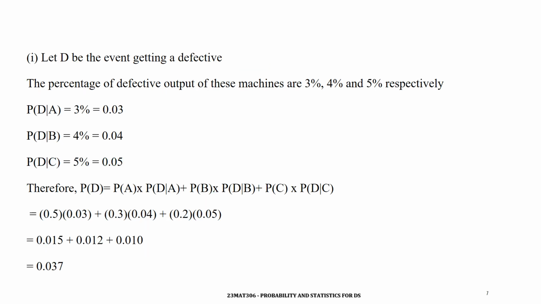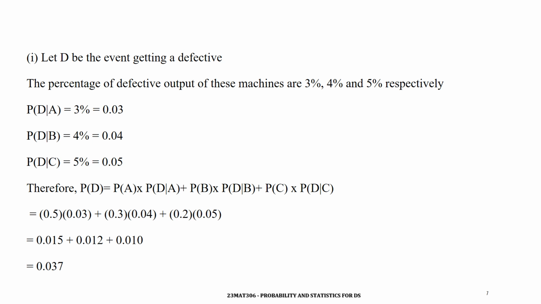So let D be the event of getting a defective item. The percentages of defective output of these machines are 3%, 4% and 5% respectively. Then the probability of D given A is 0.03, probability of D given B is 0.04, and probability of D given C is equal to 0.05.